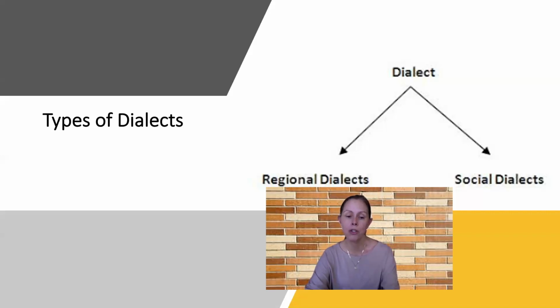Social dialects are associated with groups of people of the same demographic that share a common core and are classified as upper class, middle class, and lower class or working class.